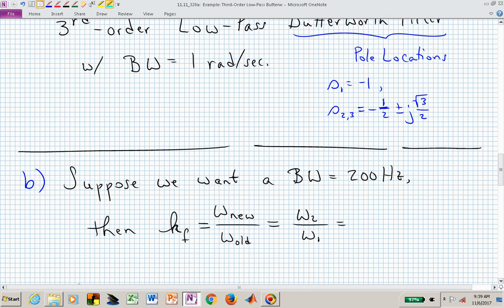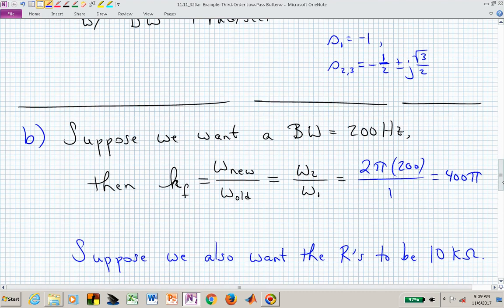We need to have our new bandwidth frequency, omega sub 2, expressed in radians per second to be consistent, so that we have a dimensionless frequency scaling variable or parameter k sub f. Omega sub 2 is now going to be 2 pi times 200, and omega sub 1 was just 1. So now we have a frequency scaling parameter, k sub f, equal to 400 pi.